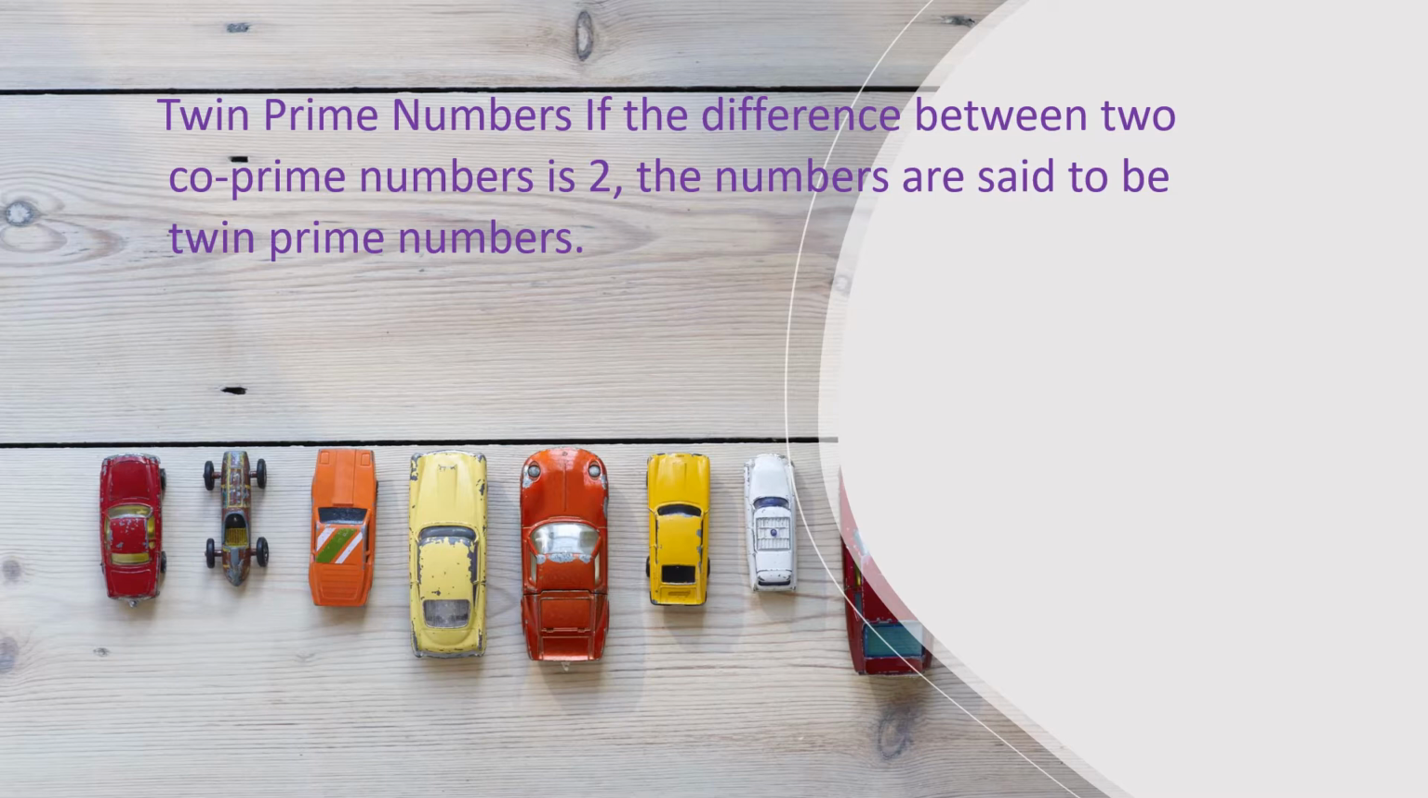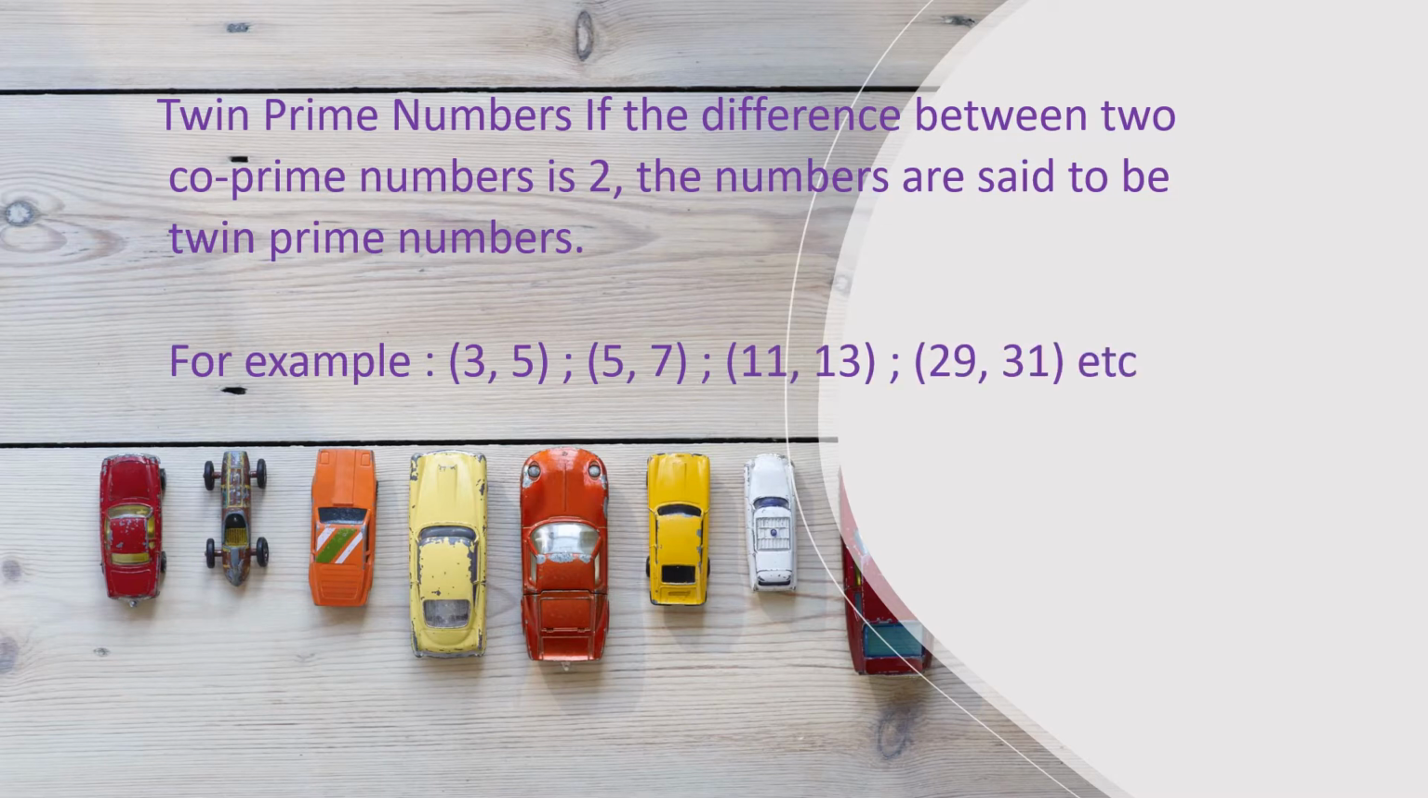So you studied prime numbers, it's a different topic: 2, 3, 5, 7, 11, 13, like that it goes. Co-prime numbers are any two numbers having only 1 as their common divisor. Twin prime numbers are two co-prime numbers whose difference is 2. 3 and 5 are co-prime numbers. The difference is 2. 5 and 7, 11 and 13, 29 and 31. Such numbers are named as twin prime numbers.